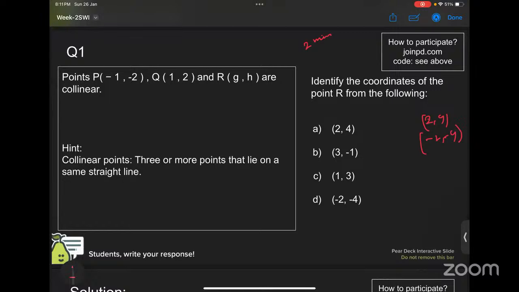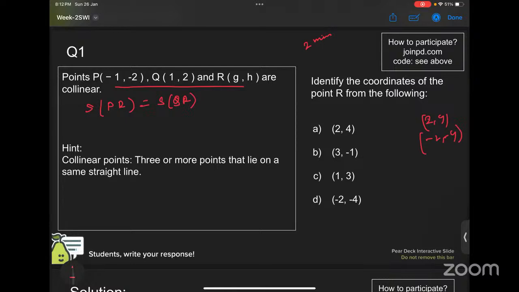It's basically we have three different points, P, Q, and R. The coordinate of P is minus 1, minus 2, and Q is 1, 2. And we have the hint that these 3 points are collinear, right? That means we have two options to solve it. If these 3 points are collinear, then the first way is the slope of the line PR will be equal to the slope of the line QR, right?